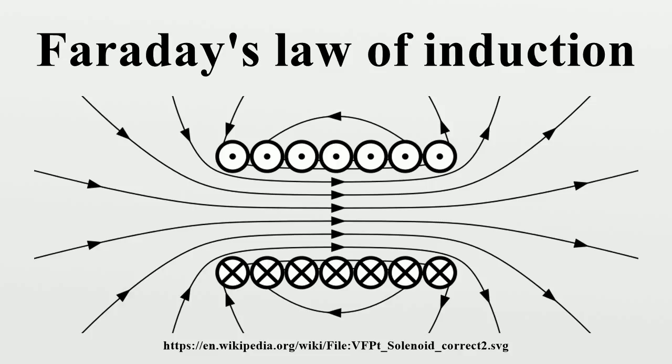Another example, due to Feynman, has a dramatic change in flux through a circuit, even though the EMF is arbitrarily small.